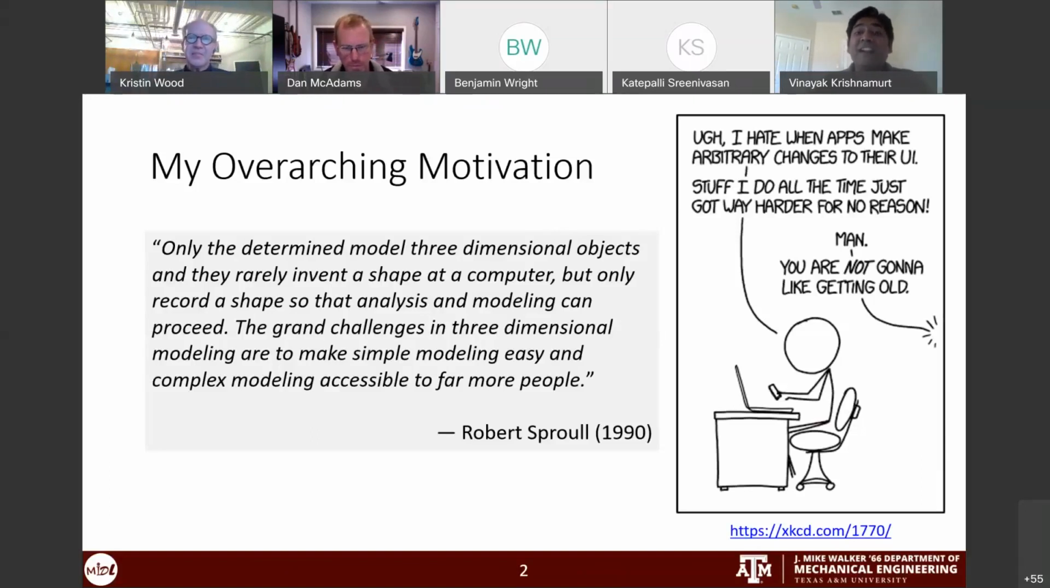That we rarely invent a shape on a computer, right? We record it and we analyze it, right? So the grand challenge for 3D modeling is to make simple modeling easy for more people and complex modeling accessible to far more people, right?